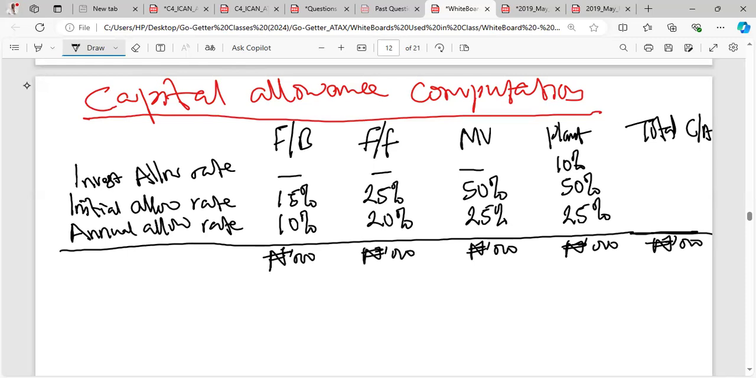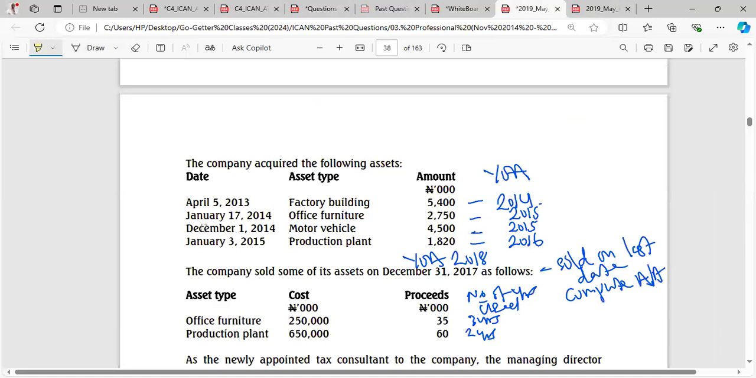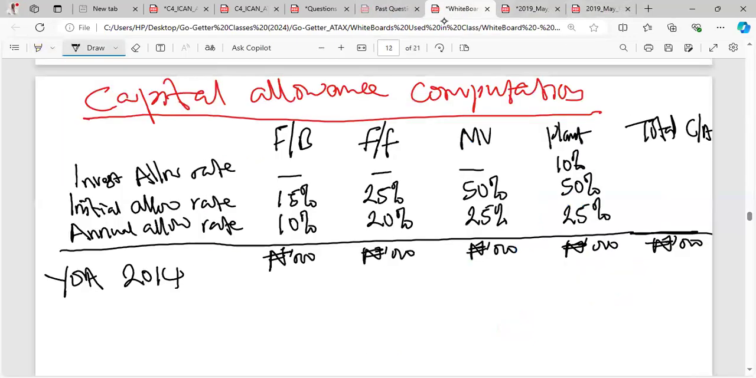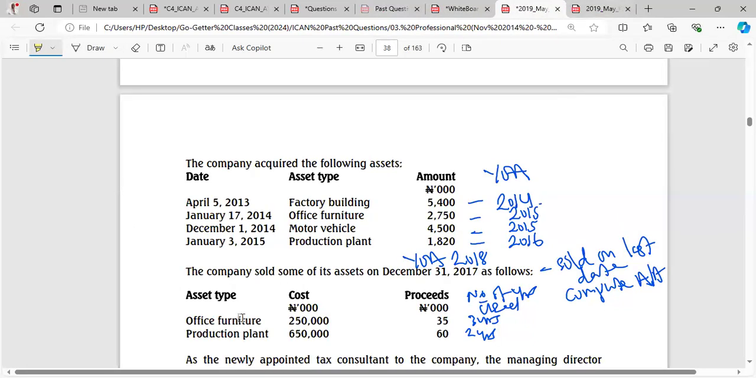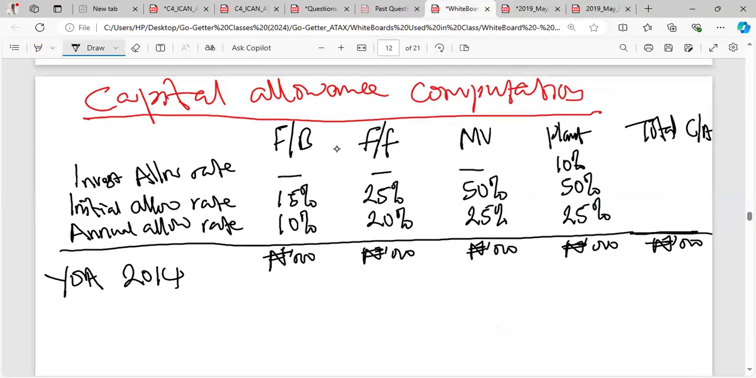All right, so we will start with year of assessment 2014. So in year of assessment 2014, this asset, factory building, was purchased. So how much was the price? 5,400,000. So as we are using these figures, we are shading it 5,400,000. Oh, sorry, I should have started with cost.